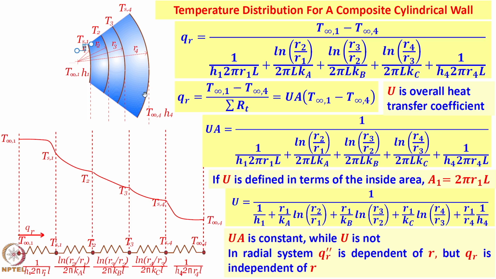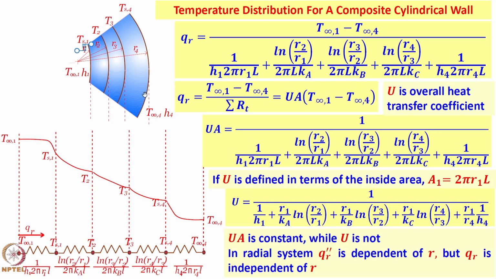So, U1 times 2 pi R1 L is a constant, which means because R1 is small, U1 will be larger compared to when it is defined in terms of A4, which is 2 pi R4 L. R4 is larger, so U4 will end up being smaller because the product UA is equal to a constant. So, UA is a constant while U is not a constant for a radial system. Again, this is because radius is playing a very important role in defining the surface area.